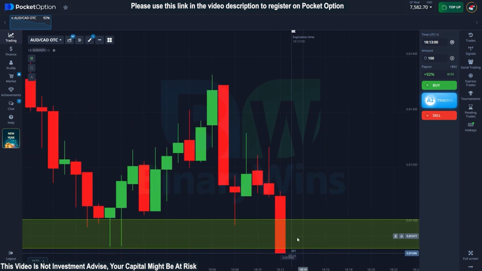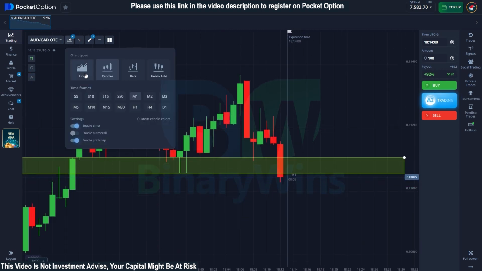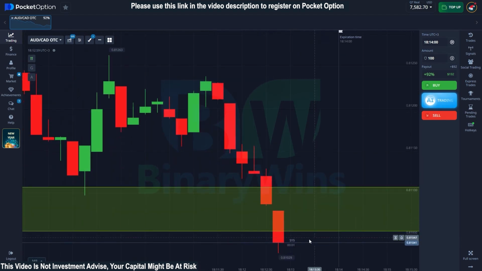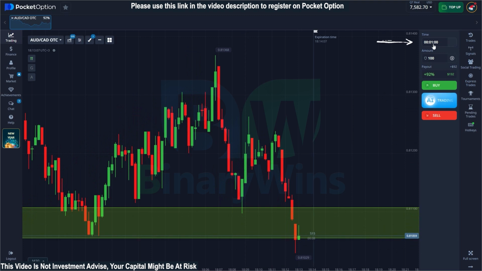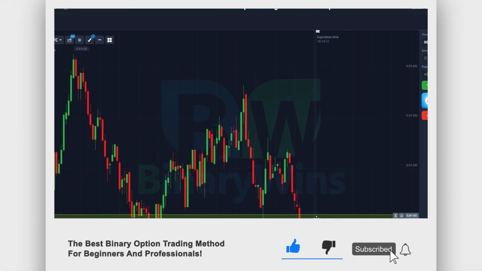We wait for our candle to close first. Now, I check the candles on the 15-second time frame. If a green candle is formed, I enter the higher trade. But the trading time in this method is fixed at 1 minute. Look.